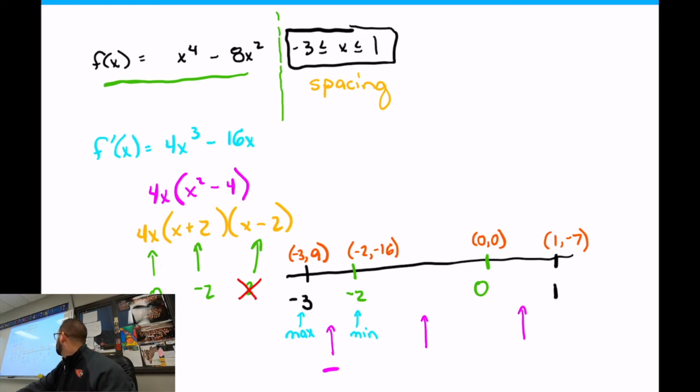Which one did you plug it into? I plugged it into my first derivative. So I'm, the first room. I did. Yeah. I did not plug it in.